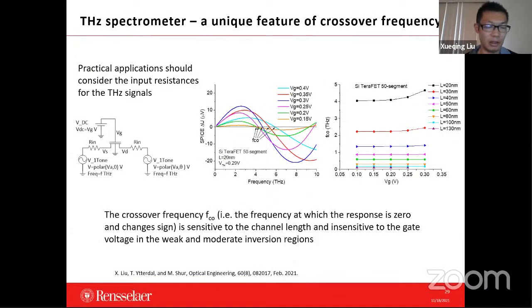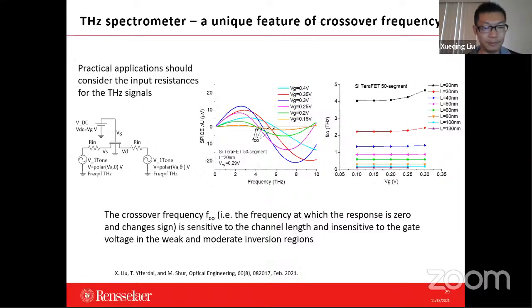The simulation of the Terahertz spectrometer also shows a unique feature of the crossover frequency. The crossover frequency is defined as the frequency at which the response is zero and changes sign. The left figure shows a schematic, and here we use an input resistance at the source and drain to represent the practical applications.